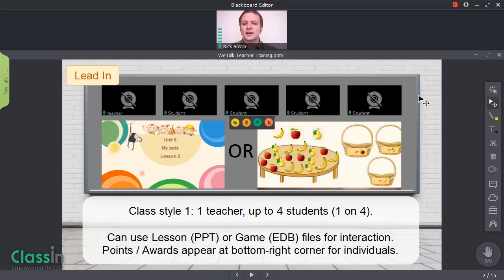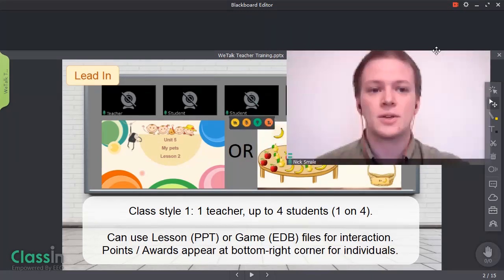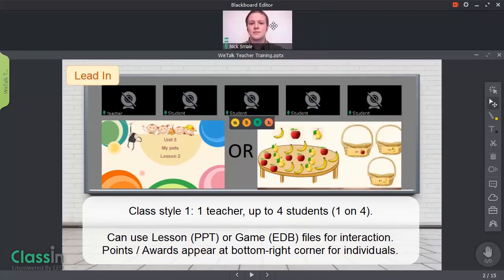We have two styles of classes at WeTalk. The first style is what I call the tutoring style. For this style, you'll notice all the cameras are at the top. You can shift them around, you can pull them down, but we leave them at the top for tutoring style. Teacher is always on the far left and the students are on the right. A benefit for this style is that you can have both a PPT file, that is what we have right here, and you can have an EDB file, which is an interactive game. You can upload these or see them all from your cloud disk.